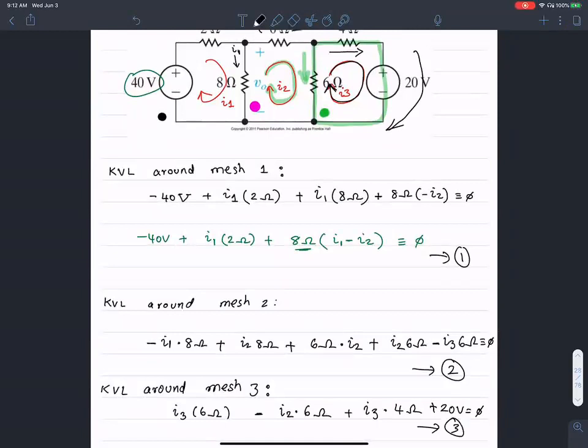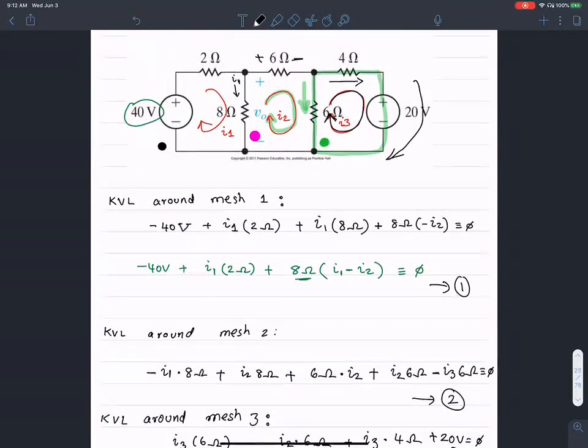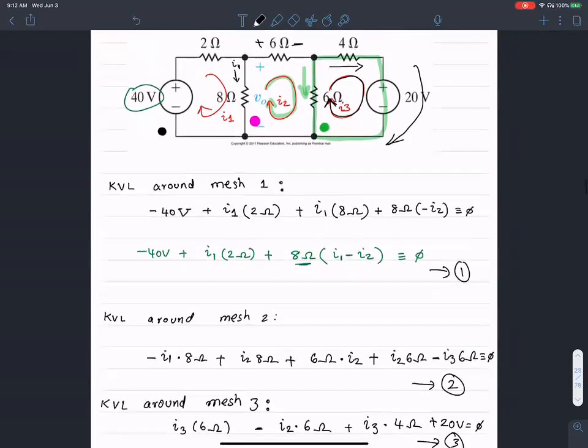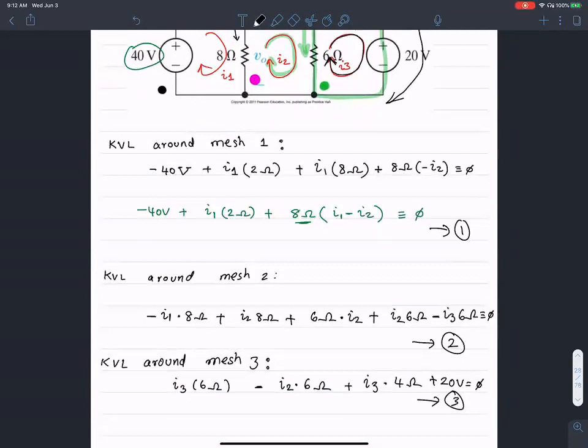So there are 3 equations that I set up using 3 meshes. The first mesh is shown by the I1 current here. The second mesh has an I2 current, and the third mesh has an I3 current. Does that make sense? Questions, please.